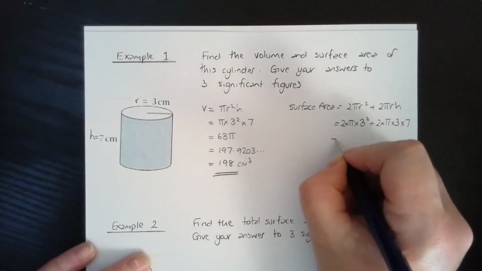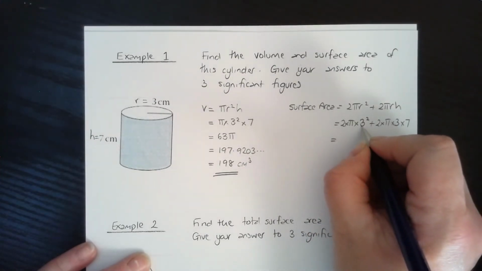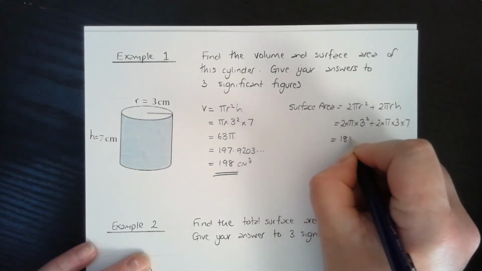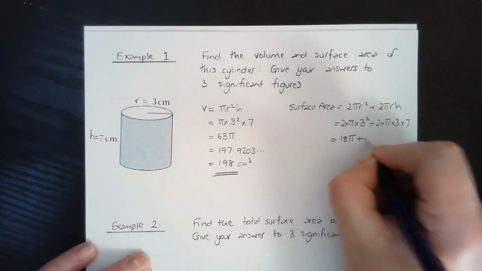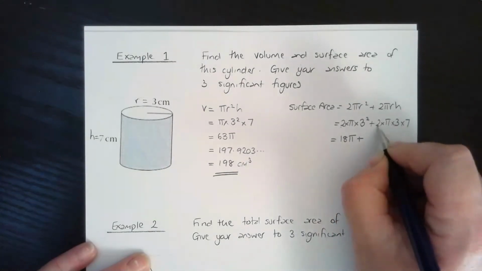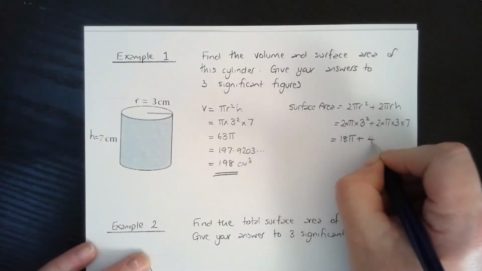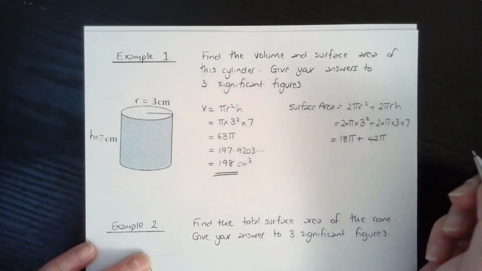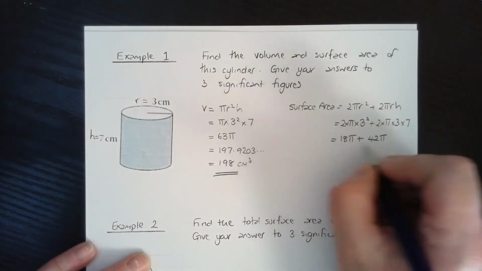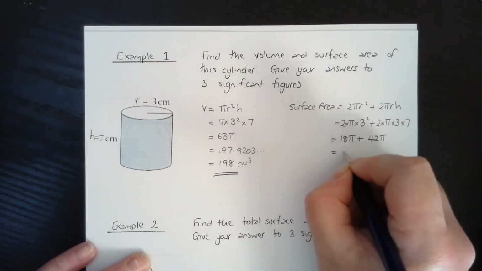Simplifying that little lot, 3 squared is 9, times by that 2 is 18, so 18 pi plus 7 times by 3 is 21, times by 2 is 42, that's 42 pi. Very easy to add together without a calculator. 18 pi and 42 pi is 60 pi.